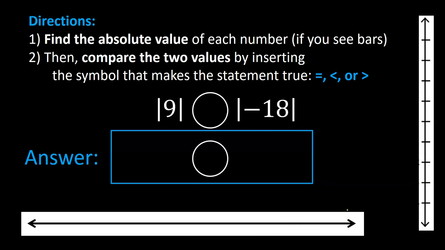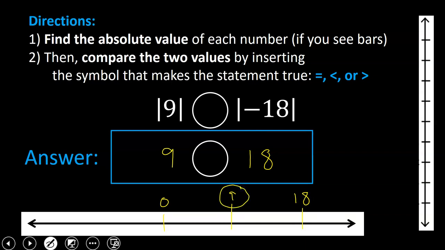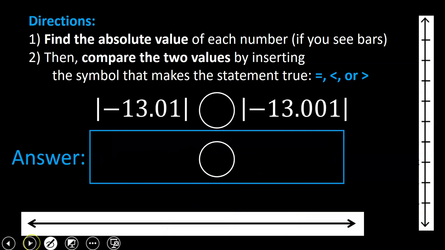All right, look at this next example. The absolute value of 9 is 9, and the absolute value of -18 is 18. And now we compare the two numbers. On the number line, 18 is going to be further to the right, so it's going to be larger. 9 is further to the left or closer to 0, so it's smaller. So we would read this comparison as 9 is less than 18.